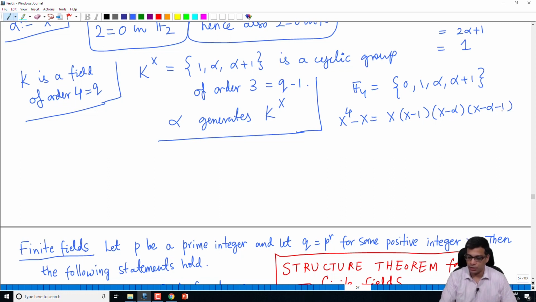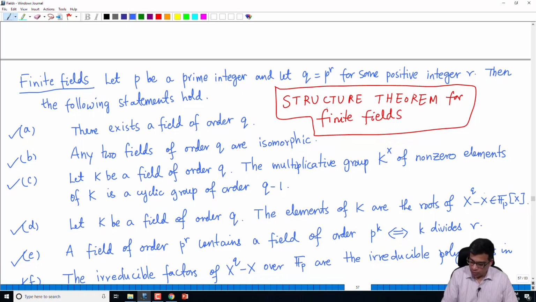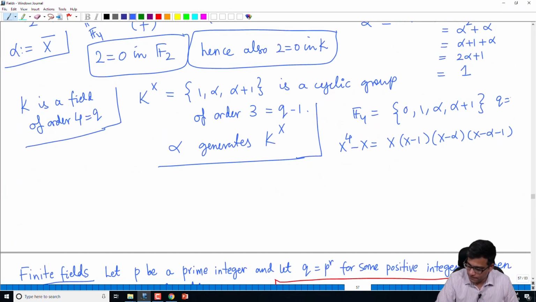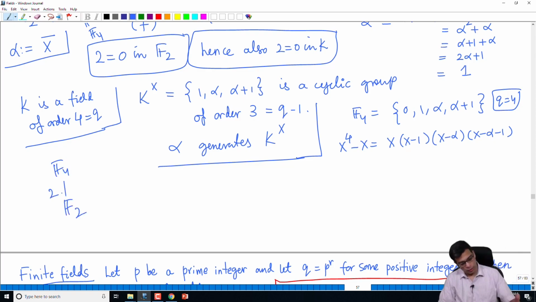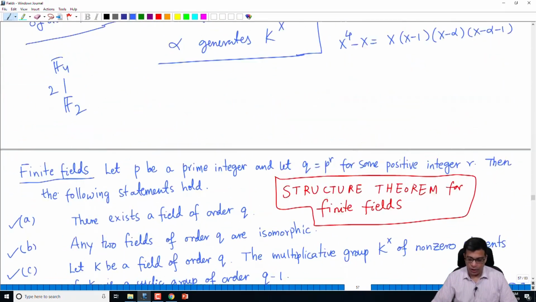right? So this is not surprising. Every element of F4, by this part D here, is a root of x power q minus x. In this case, q is 4. So it's a root of x power 4 minus x. It has 4 distinct roots we observed in the proof. And the 4 distinct roots are these. And if you try to draw the extension diagram, it is degree 2. There is nothing in between. So the statement about subfields does not apply here.